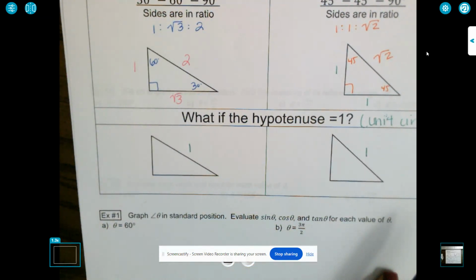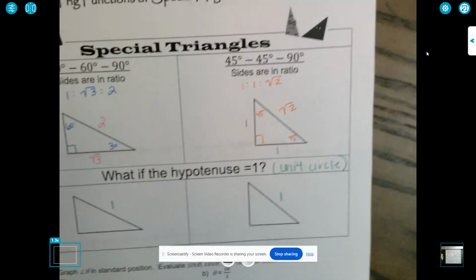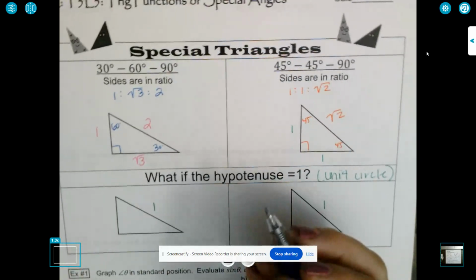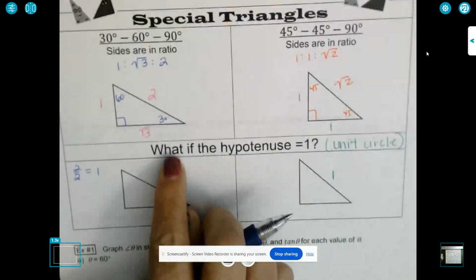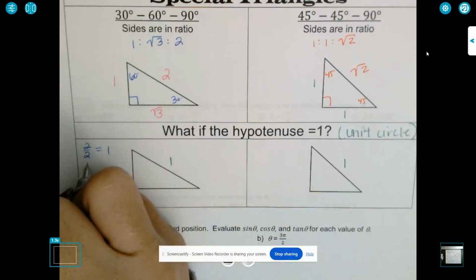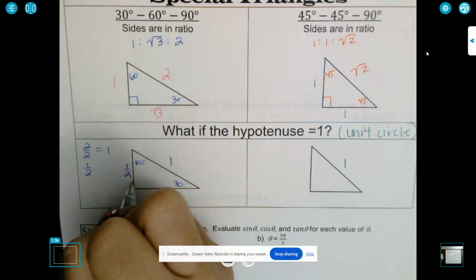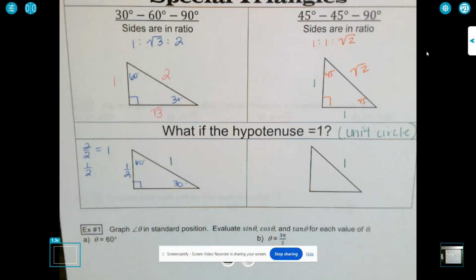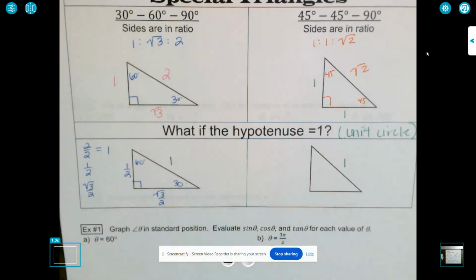Let's see if I can turn my elbow a little bit here. All right, so 2 divided by 2 gives me 1, so we're good there. And then 1 divided by 2 is going to give me 1/2, so we're good there. So this is my 30. We do have to label that, sorry. That's my 30, that's my 60. So 1/2, and then the square root of 3 divided by 2. At this point, some of y'all should start recognizing that 1/2 and the square root of 3 over 2 are our special angle ordered pairs.